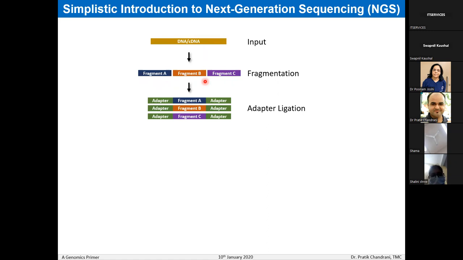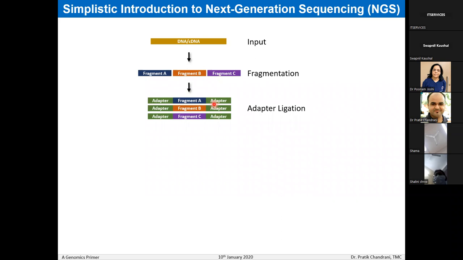These are coming from three different regions of the DNA, and this DNA is 3 billion base pair long. So every time we do the fragmentation, we don't know what exact sequence each fragment is going to have. So what we do is we put a universal adapter on either end of the fragment, 3 prime end and 5 prime end, and this adapter sequence is known to us.